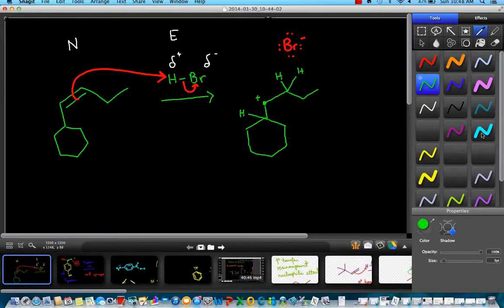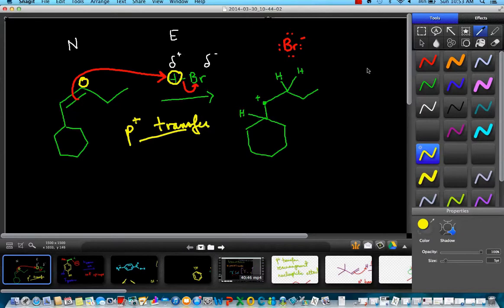This mechanistic step, anybody want to tell me what it is? How would I classify what I just did? What kind of mechanism is this? This first step. Isn't it a proton transfer? Yes. Very good, Carrie. Proton transfer. Absolutely right. You're simply transferring a hydrogen from one molecule to another molecule. Perfect.